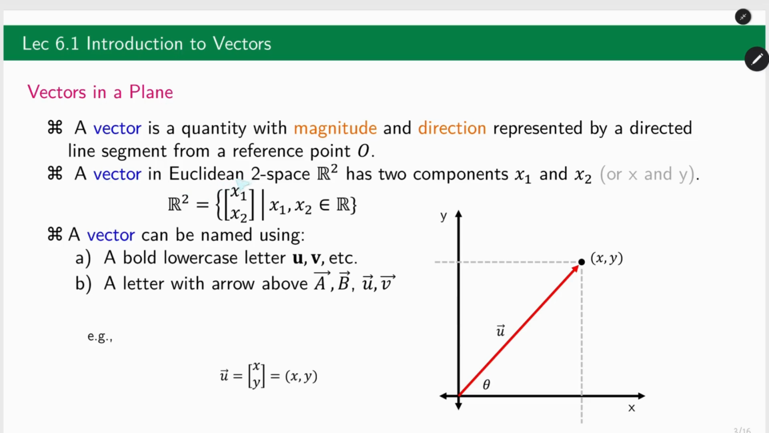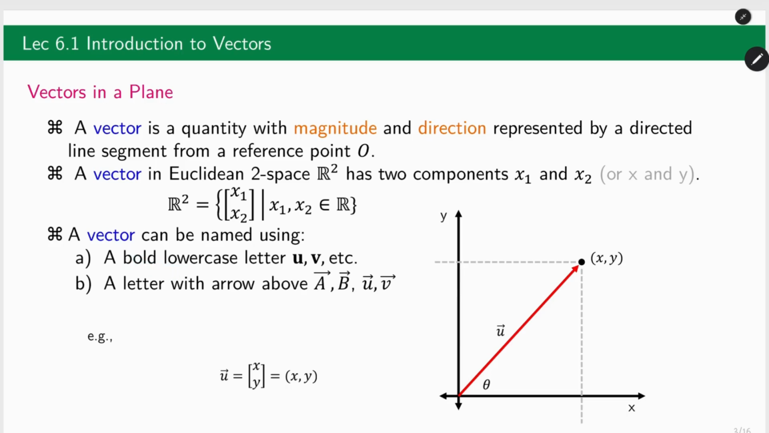A vector in the Euclidean 2-space R2 has two components x1 and x2, or it may be x and y, or other variables. Take note that we call x1 and x2 components, not coordinates, unlike in analytic geometry. Okay, we use the word component. Here R2 is a set of vectors with components x1, x2 such that both x1 and x2 are real numbers.